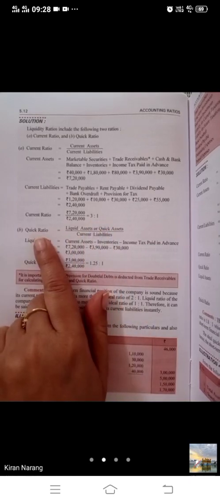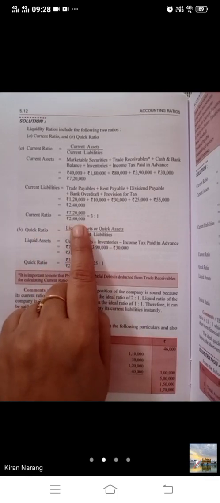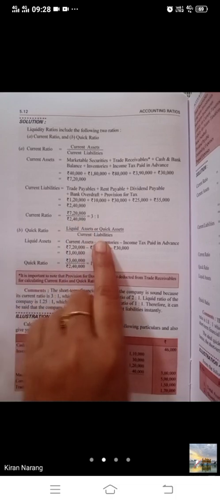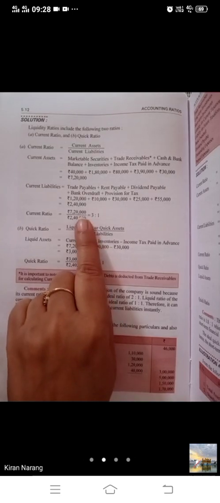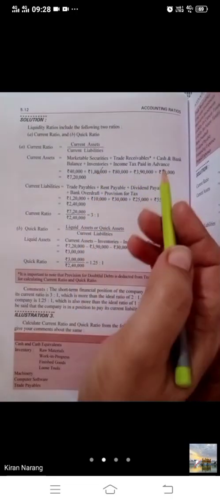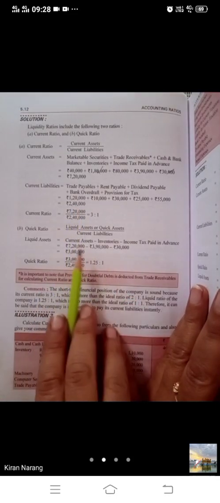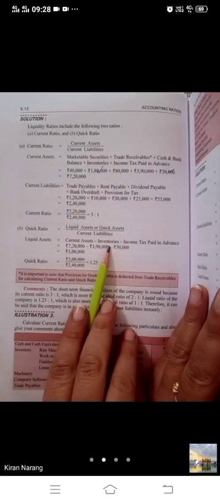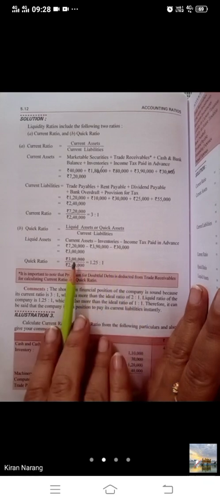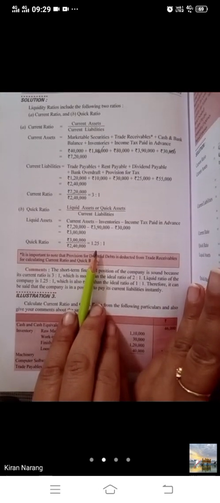Quick ratio you will calculate now. Current liabilities beta you are already having, 2,40,000. Now you will take the quick assets or liquid assets. From the current assets you will exclude two items: inventories and prepaid. So it will become 3 lakh. When you exclude this inventory and prepaid, it will become 3 lakh, and then the ratio will become 3 lakhs upon 240, 1.25:1.